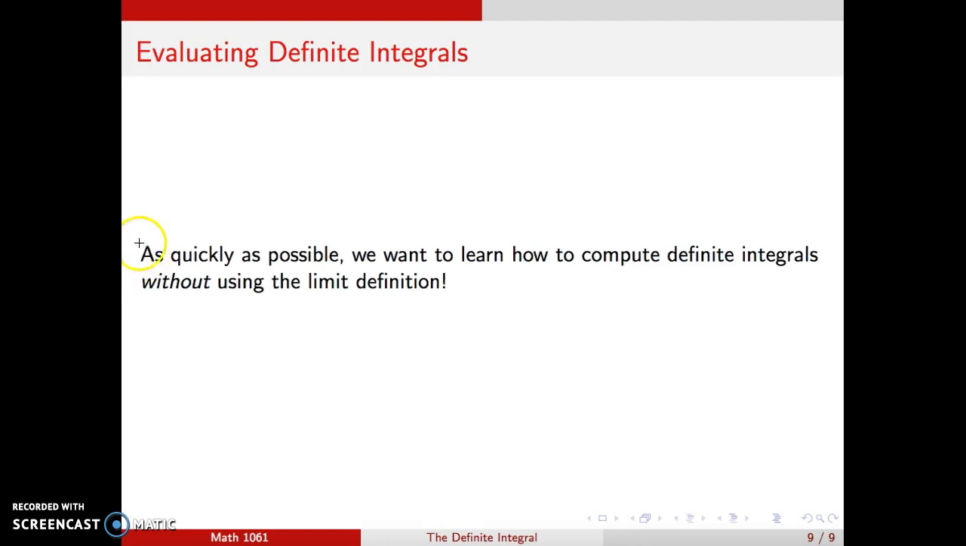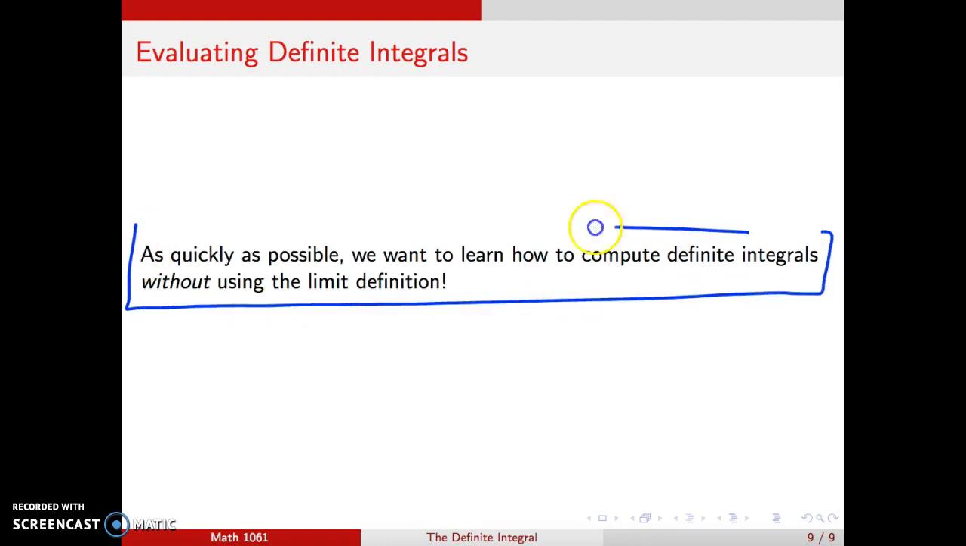And so just to conclude, as quickly as possible, very, very much so, we want to learn how to compute definite integrals without using the limit definition. Limits make things work, they make calculus work, but those computations are very, very tedious at best. So we'll have upcoming videos and talks, and we'll see about how we can do this maybe a little bit faster, but now we just wanted to establish the definition. So this is what we're looking at with the definite integral.